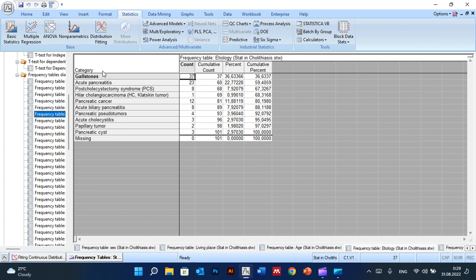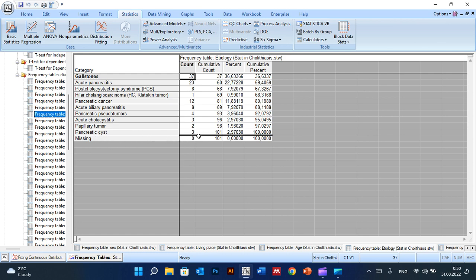Here we can see the etiology, the causes. We can see that gallstones are reported in 37 patients. So it is the most frequently and most commonly reported cause of cholestasis in patients, which occupies approximately 36.63%. So these frequency results are interesting. And here also there is no missing data.